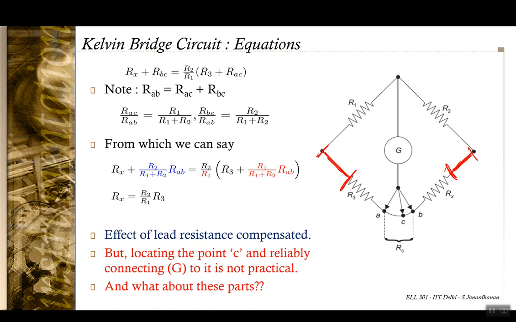So there may be some RD here, there is some RD here too, and RE here, let us say. And these resistances are being added into the circuit, and we are not really sure how to compensate them. So that would mean that some further modification has to be done in case of very low resistance measurement.